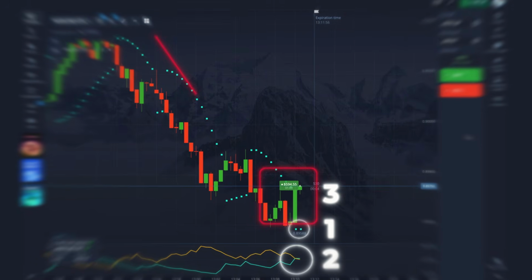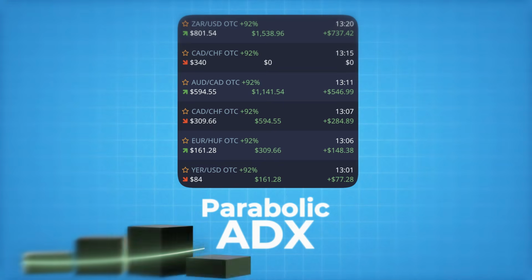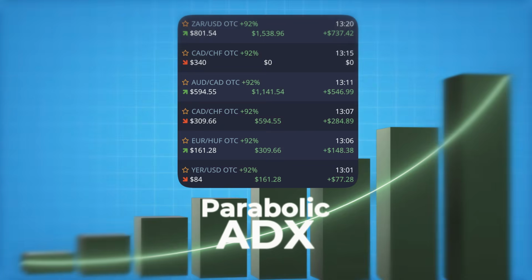Excellent, I'm satisfied. Here's the key point. It's not about the number of indicators, but about understanding the strength of the move. Parabolic and ADX clearly show where there is real momentum and where the entry is already too late, like in the losing trade.